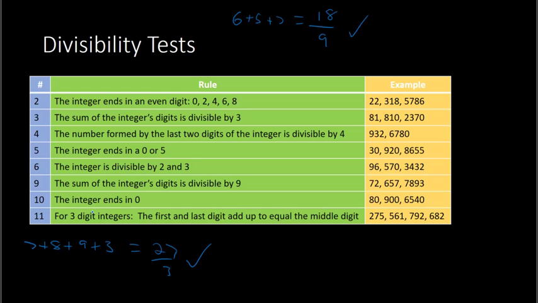10 is very easy. If the number ends in a 0, then you can divide by 10. So 80, 900, and 6,540 all end in 0, so I can divide by 10 with no remainder.